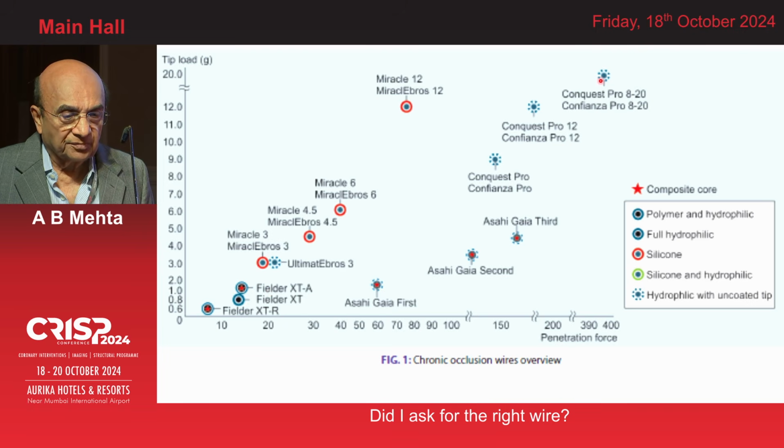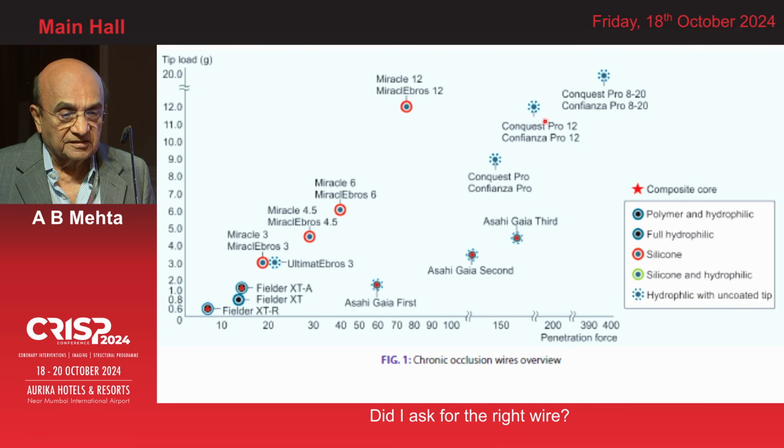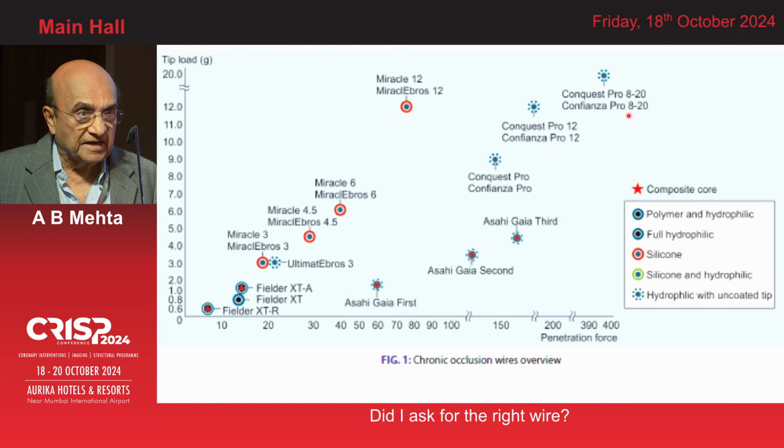At the extreme end is a Conquest wire. It's a hydrophilic wire, and it's completely hydrophilic except at the tip. Why? So that it can hold the platform well and does not slip off the proximal fibrous cap platform. So that is how it is. The highest tip load wire available today is Conquest Pro 820, which is 0.008 in diameter at the tip and 20 grams of tip load. And some new wire comes, Estato wire. Those Estato wires and others are to be very cautiously used, and in very, very special circumstances. I will not discuss them.